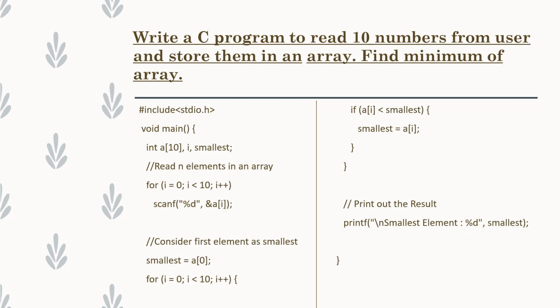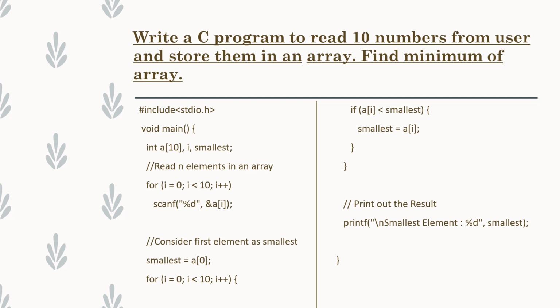Now suppose I am entering the fourth element, 0. Is 0 less than 1? Yes. So the value of smallest will now be 0. Now suppose I am entering the element 5. Is 5 less than 0? No. So the smallest element will be as it is. Same logic we have to follow here.